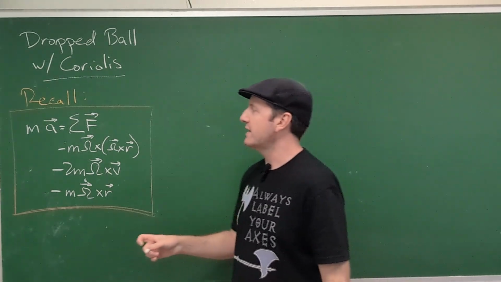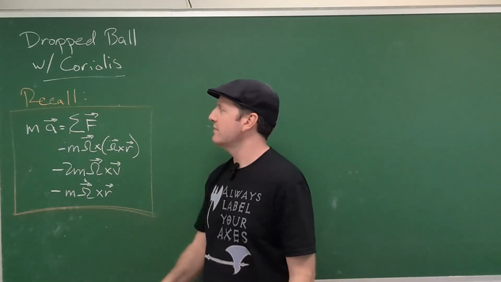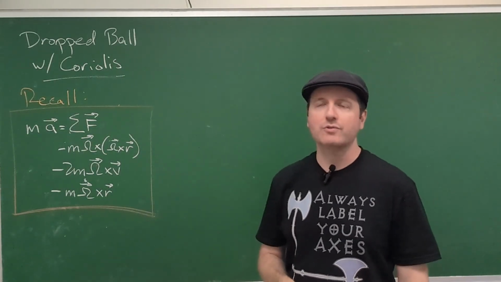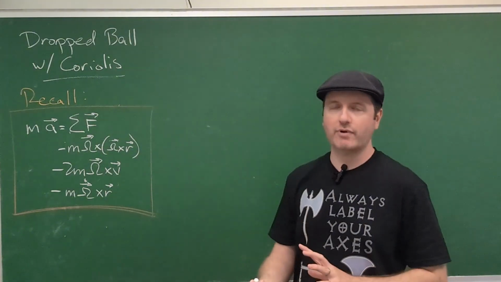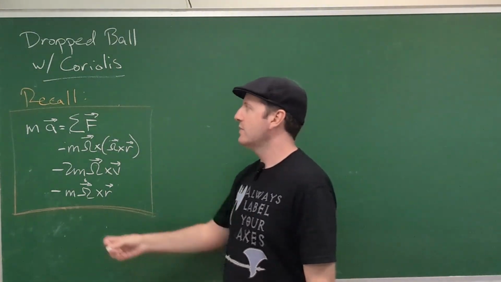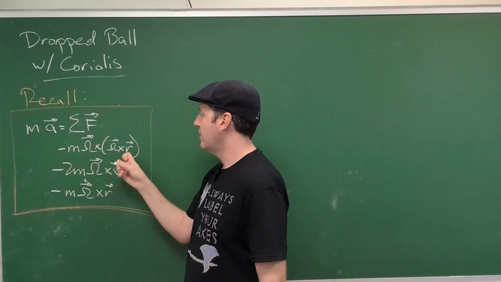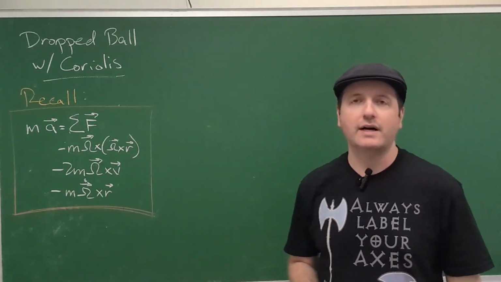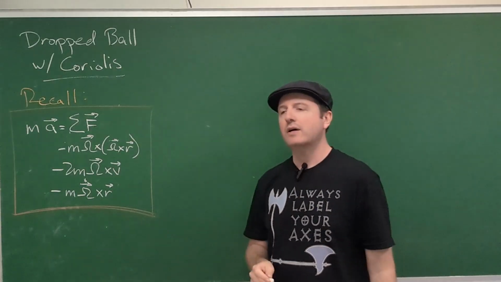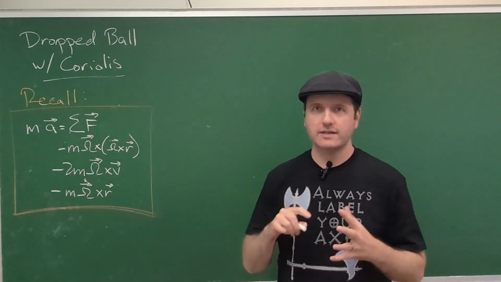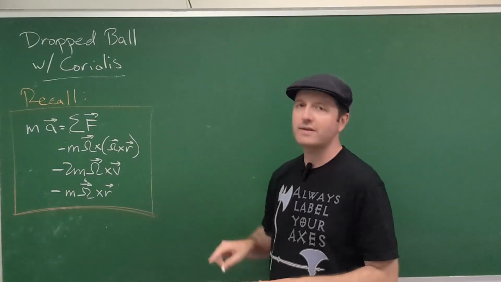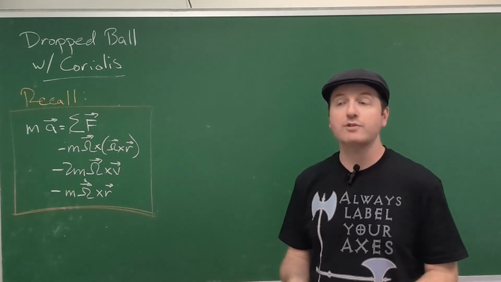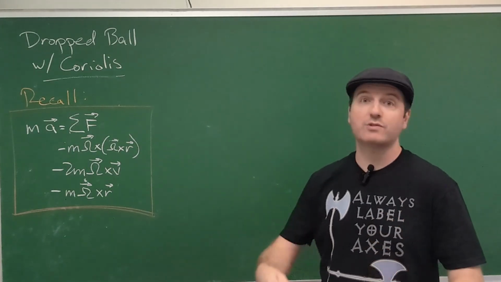So let's remember from last time, we wrote down basically the modified version of Newton's second law in a rotating reference frame. And so this A and this R and this V are the acceleration, the position, and the velocity of my object with respect to the rotating system. So these are not inertially measured objects. These are measured with respect to the Earth.